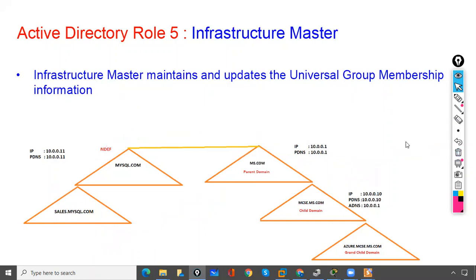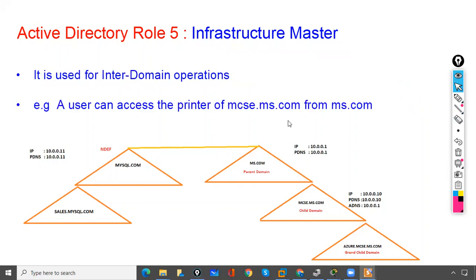Okay guys, so this was about the PDC emulator. Now we'll see the fifth role, infrastructure master. What is the use of this infrastructure master? Infrastructure master maintains and updates the universal group membership information. Let us try to understand what is the meaning of this. For example, a user can access the printer of mcsc.ms.com from ms.com. So it is used for inter-domain operation.